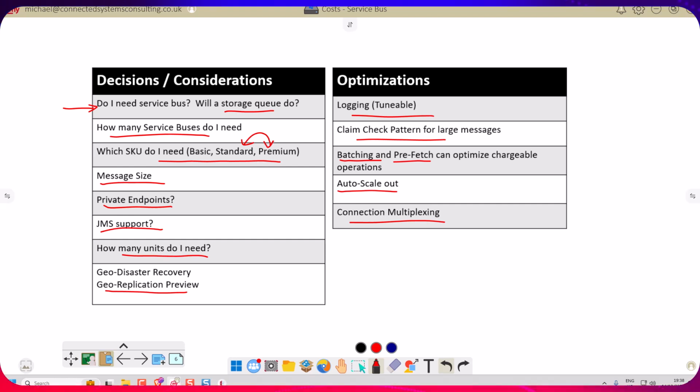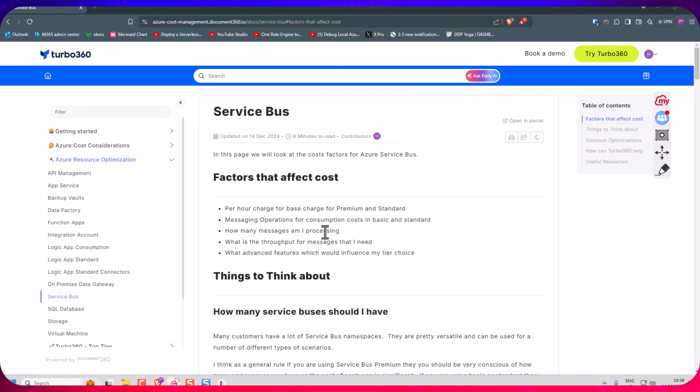I think the last thing I want to talk about is we've been doing a bit of work on a playbook here. This is the Azure Cost Management Playbook. You might be able to see up the top here, and we've got quite a lot of info here about things like factors affecting the cost for Service Bus, and also a bunch of different resources.